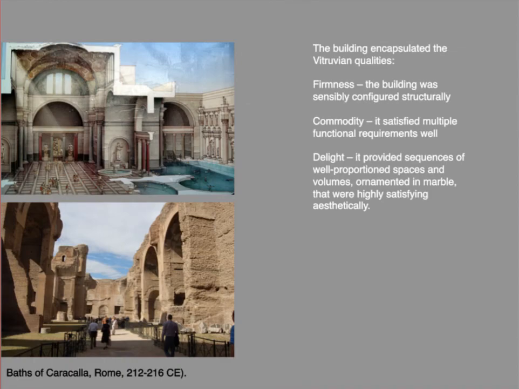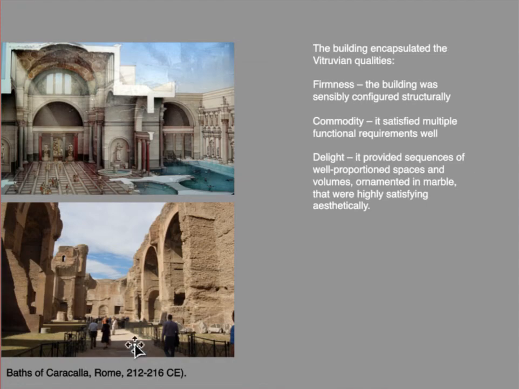If in the present day we're looking for an example of how to create a major building from resources that are of low carbon footprint and renewable, this is it. This is how to do it. And it encapsulated all of the Vitruvian qualities. It has firmness, the building was sensibly configured structurally. It has commodity, it satisfied multiple functional requirements well. And delight, it provided sequences of well-proportioned spaces and volumes, ornamented in marble, that were highly satisfying aesthetically.